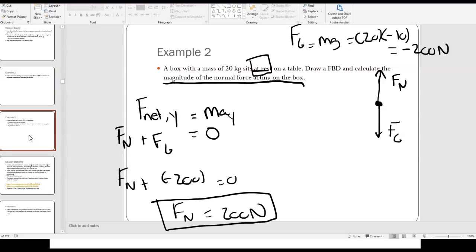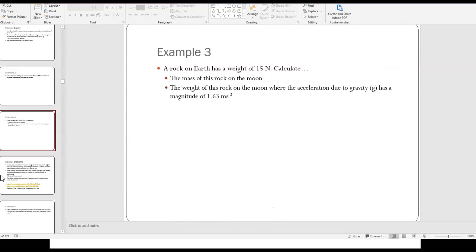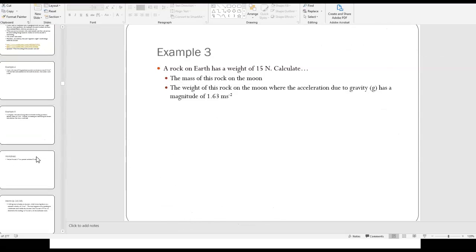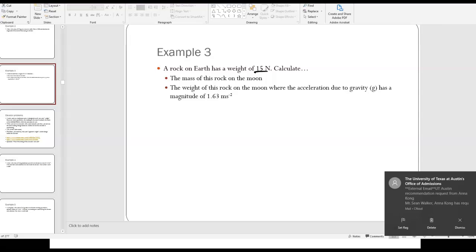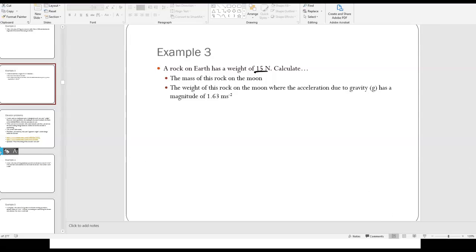Okay, let's take a look at one more quick calculation example, and then we will stop it there. And this one really is not a second law problem, but example 3 says a rock on Earth has a weight of 15 newtons. First question says calculate the mass of this rock on the moon. Okay, so let's think about this for a second, because this is kind of a concept question. We know that the force of gravity equation is Fg equals mg.